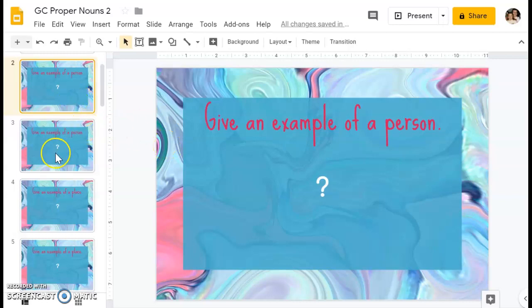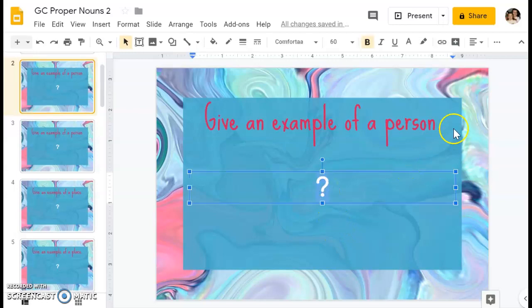For the first part of your Google Classroom, you're going to be giving examples of nouns. So this first one says, give an example of a person. Now, this noun has to be a proper noun, so think about a name of a person. All I'm going to do is double click the question mark, and then I'm going to type in that person's name. Now, remember, a proper noun always starts with a capital.